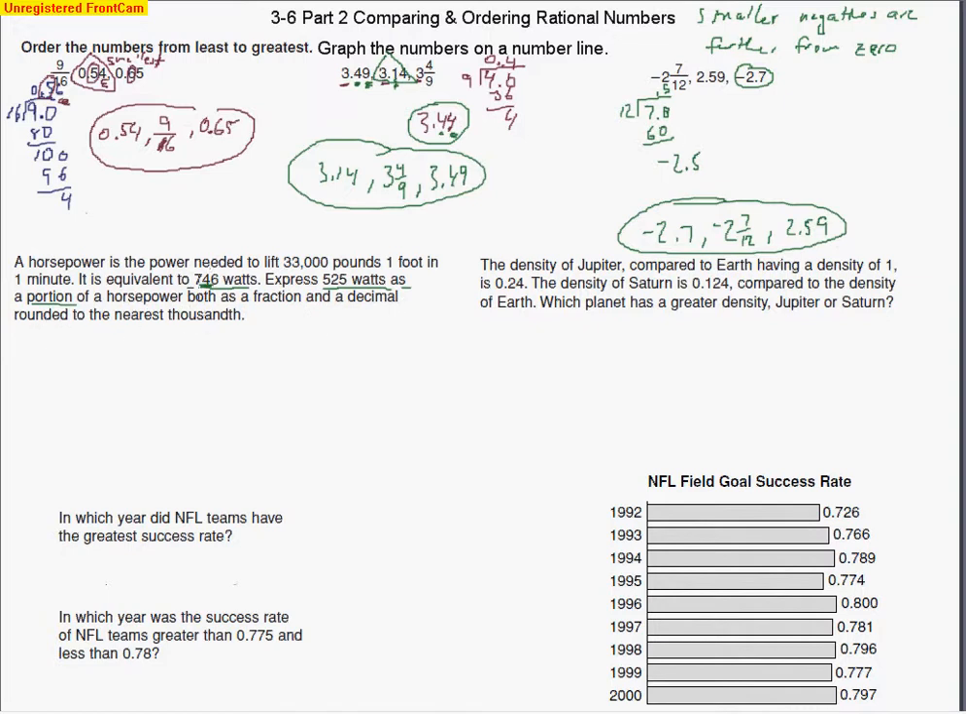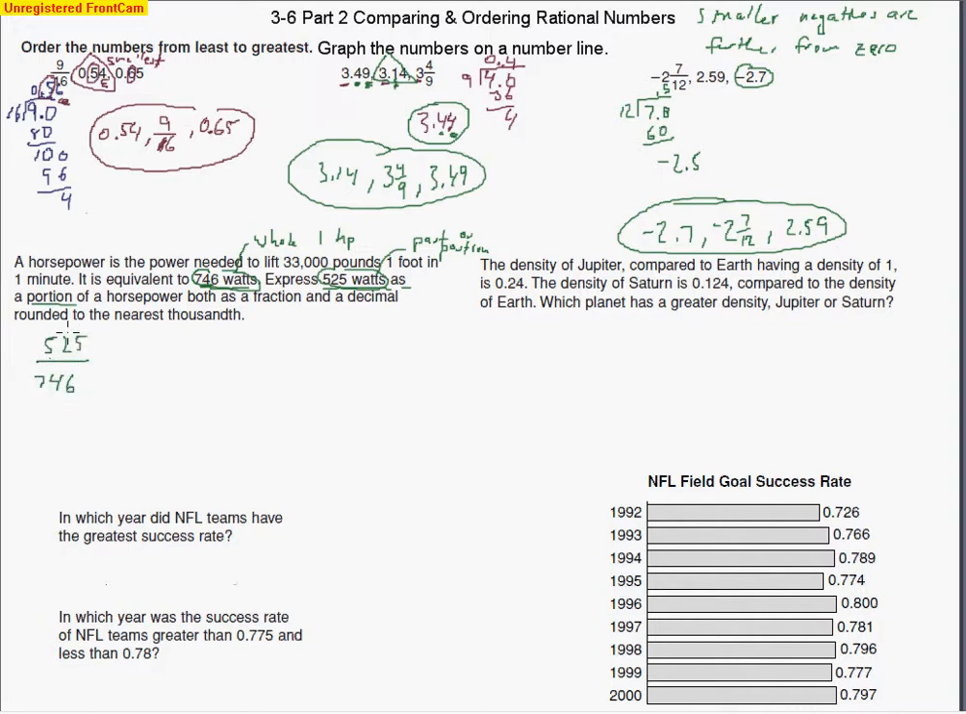All right, so let's go ahead and start with this one. We have 746 watts. This is the whole, because that represents 1 horsepower. This is the part, or the portion, and so that is the top of the fraction. So we write down 525 over 746.